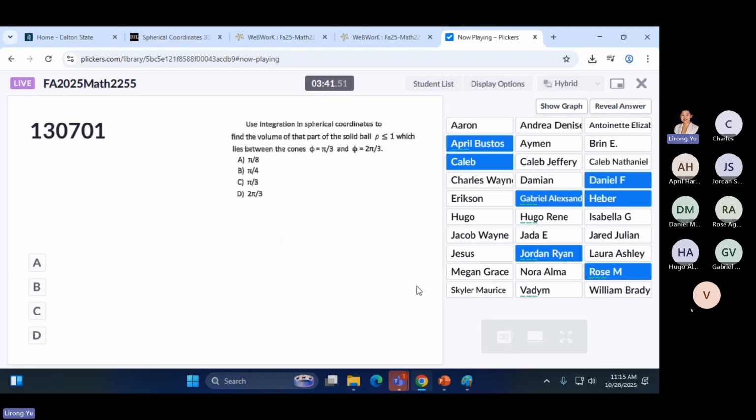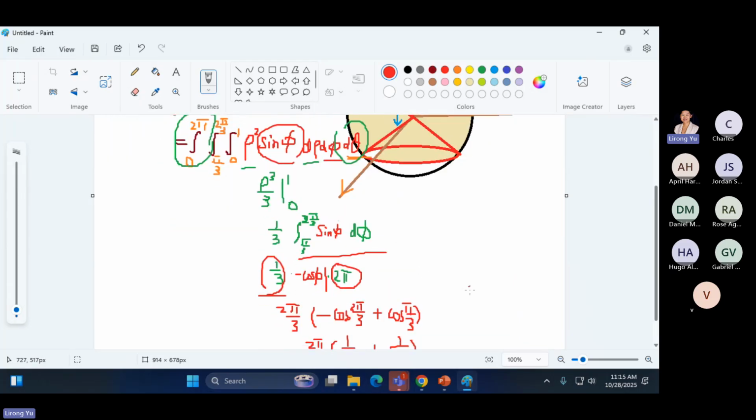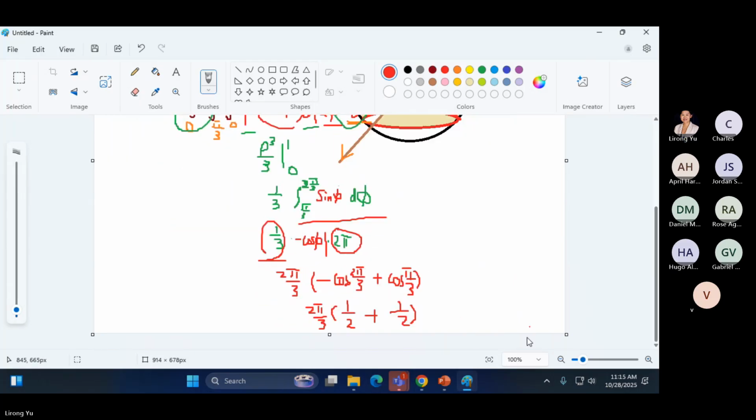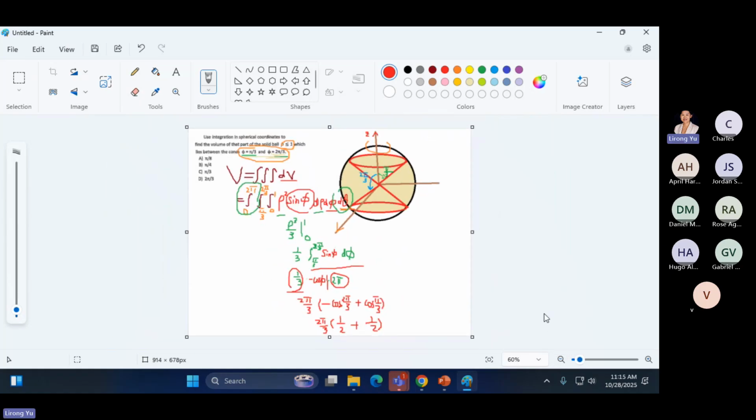Okay, so let's check our work. I think most of us should already have the right answer. If you didn't make the same mistake I made, sorry, we get the sine phi. This is what we did.